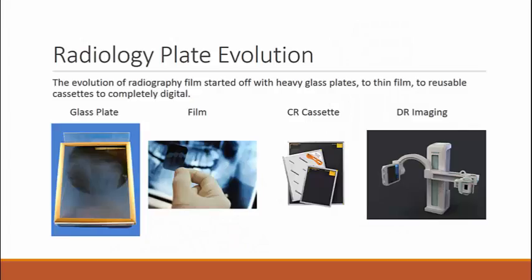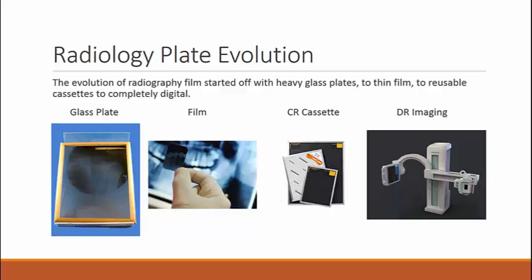The evolution of radiography film started off with heavy glass plates, to thin film, to reusable cassettes, then to completely digital. Notice the first image is that of a glass plate. These plates were heavy, bulky, and could also be easily damaged if dropped. The second evolution is that of film. With the development of film, the images were significantly smaller, more portable, lighter, cheaper, and easier to store.